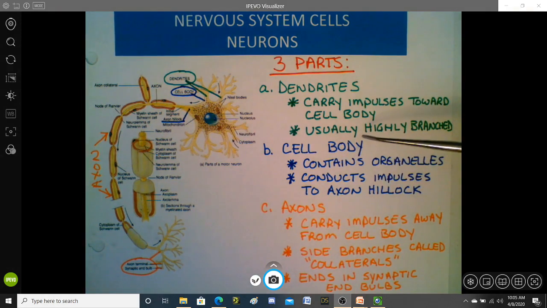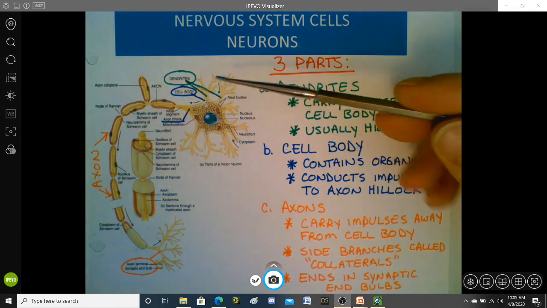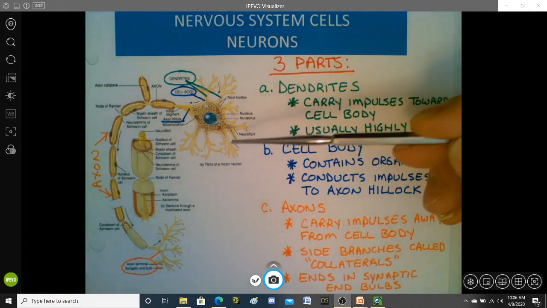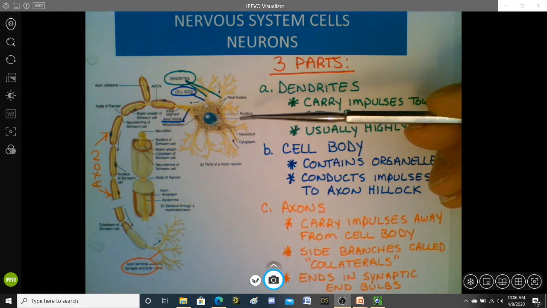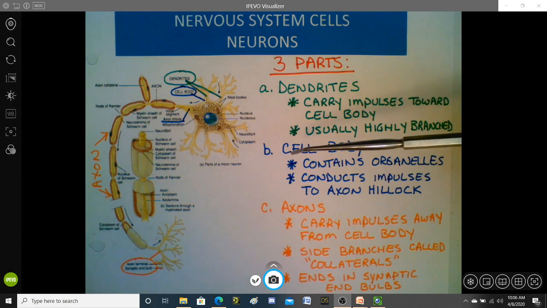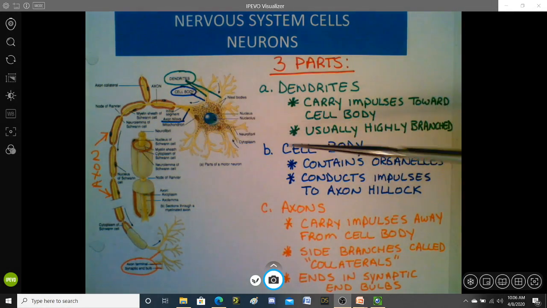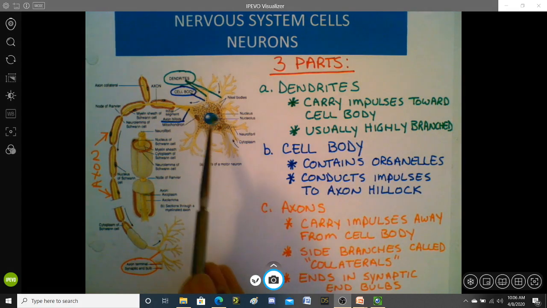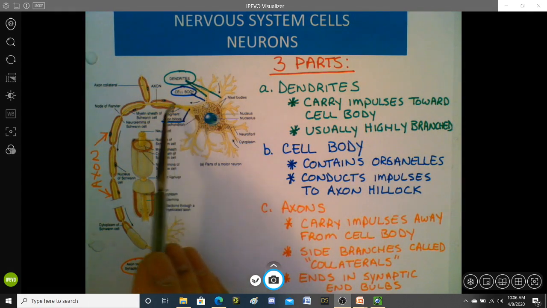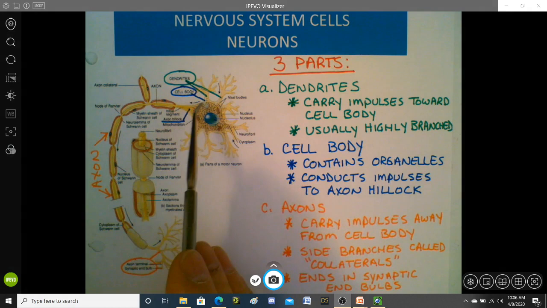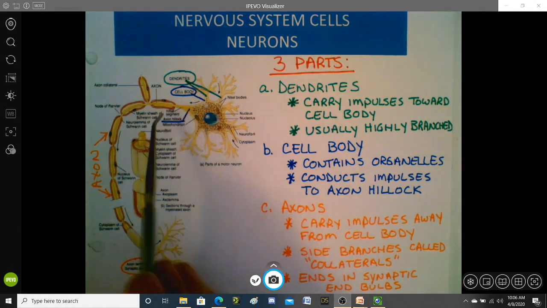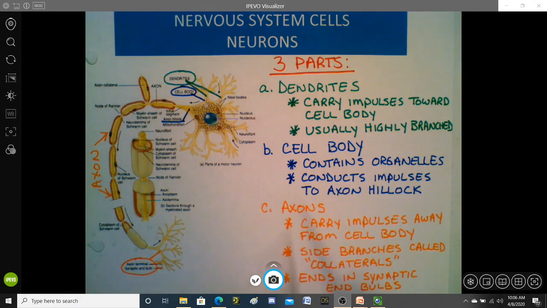It says they're highly branched. So you can see all of these dendrites are highly branched. The second part of the neuron is the cell body itself, and it's going to contain the nucleus and all the other organelles, and it's going to transmit that action potential through it into what's called the axon hillock, which is the connector to the third part of our cell called an axon.